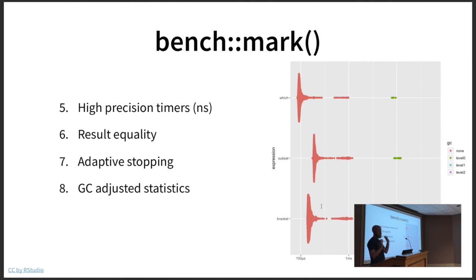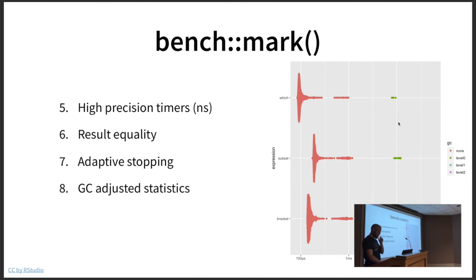So it says basically for like half a second, I'll run it as many times as I can. And that's useful, again, if your expressions take widely different amounts of time. You don't want to be spending tons of time on the very slow expressions. And then lastly, the benchmark package tracks R's garbage collections per run, so it knows exactly which runs had a garbage collection in them.